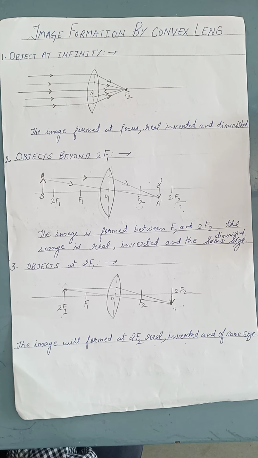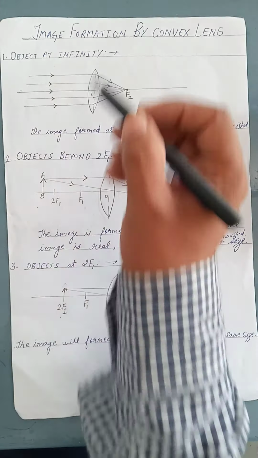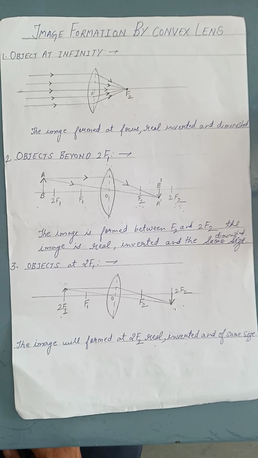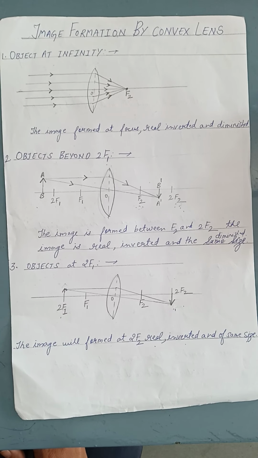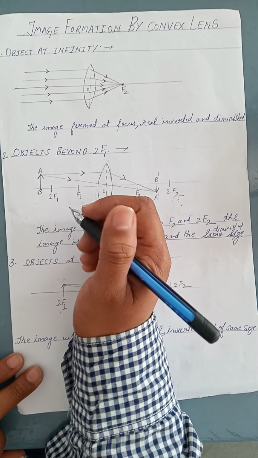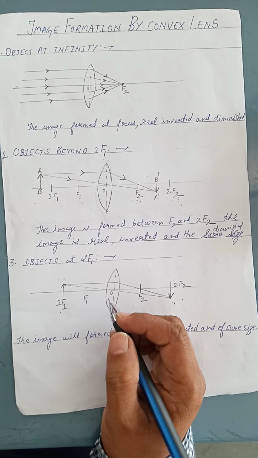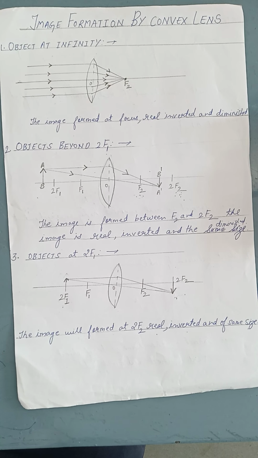In the image formation by the convex lens, you have to study the different positions: when the object is at infinity, beyond 2f1, at 2f1, between f1 and 2f1, then at f1, and between f1 and O. So there are different positions you have to study, and we have drawn the different ray diagrams. But as per what we have learned in the concave mirror, we can say it is the same concept of position and image, the only difference is that there was reflection, and here we are studying refraction.